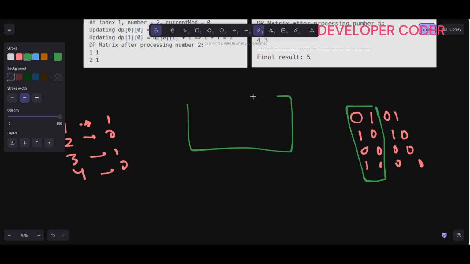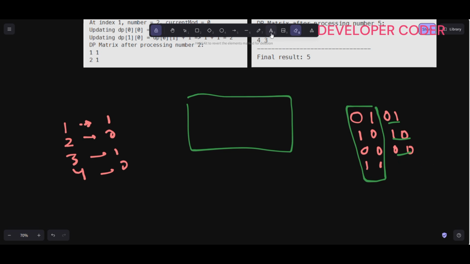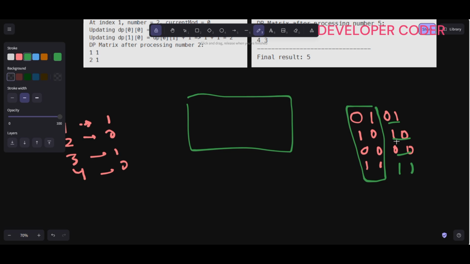These are the repeated patterns: 0 1, again 0 1, 1 0, again 1 0, 0 0 0 0, 1 1 1 1. Everything is repetitive in these patterns, right? So here I can create one simple DP.